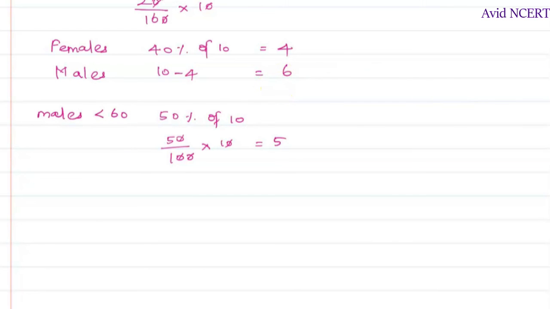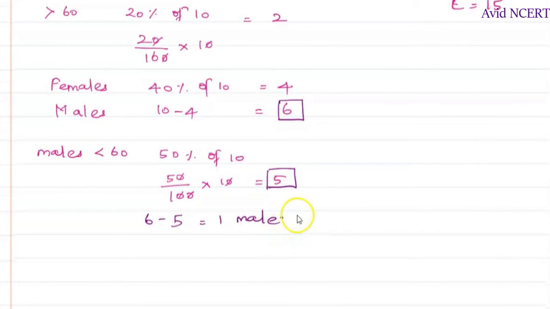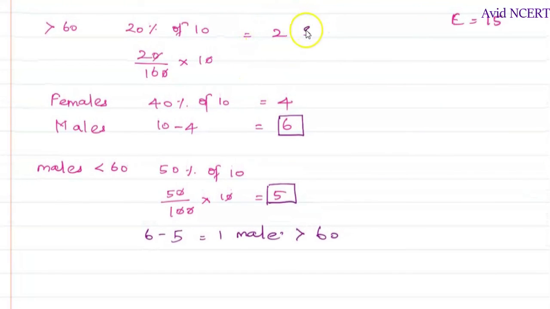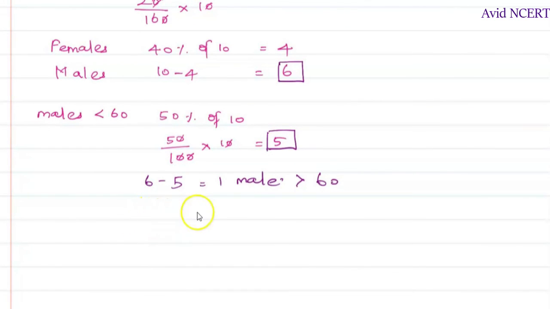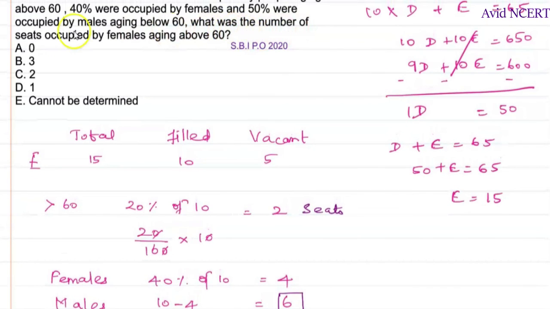So the total males here is 6, out of which males below 60 occupied 5 seats. So 6 minus 5 is 1 male occupied seat above 60. Which means out of these 2 seats, 1 seat is occupied by 1 male, whereas the remaining seat, 2 minus 1, is 1 female above 60. So the question here is, what was the number of seats occupied by females aging above 60, which is 1.